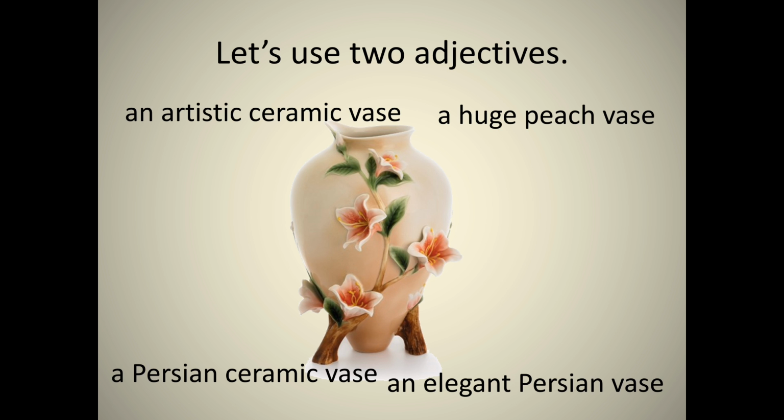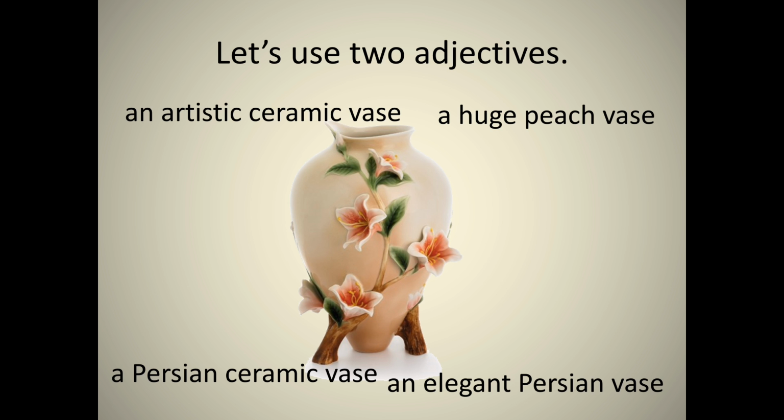Now over here on this slide, I have used 2 adjectives in each of the phrases. Let's read them together. An artistic ceramic vase. Artistic is my opinion and ceramic is the material. So artistic will come first and the material will come later. A Persian ceramic vase. Persian is the origin and ceramic is the material. So origin will come first and material will come later. A huge peach vase. Huge is the size and peach is the color. So size comes first and color comes later.